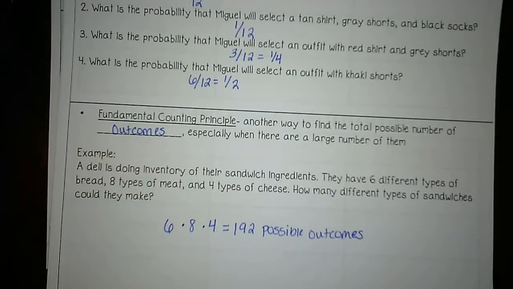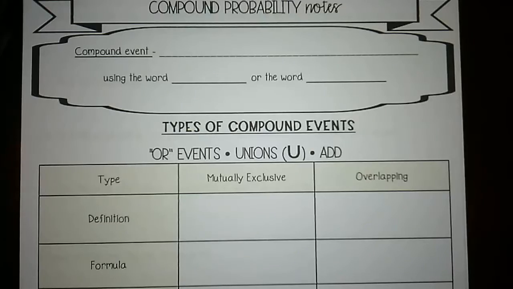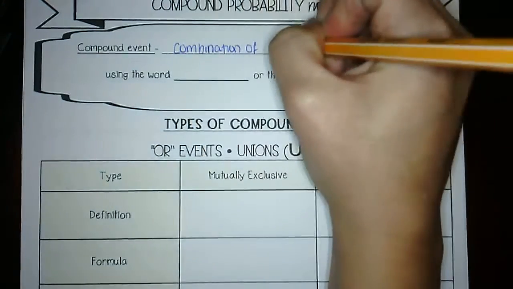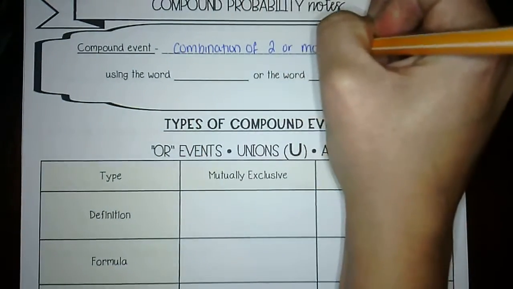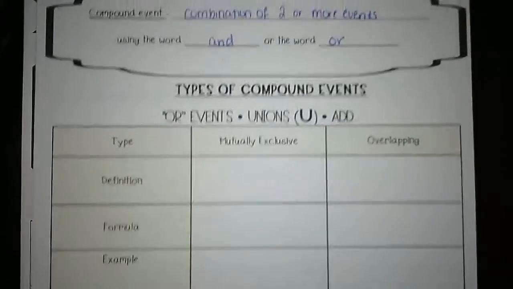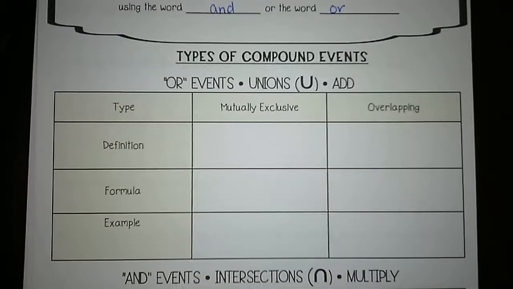All right. Okay, so now we have compound events. These are a combination of 2 or more events. We use and or. We definitely talked about this in geometry last year. So if we're using or, it's U for union.